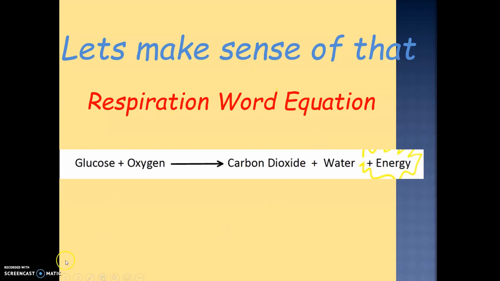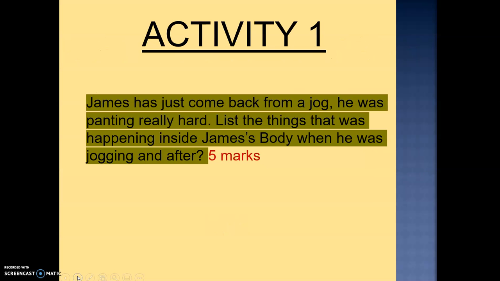Now, let's make sense of this. This is the word equation for respiration. Like I said earlier, glucose reacts with oxygen, and these are our waste products, so we don't need them. Carbon dioxide, remember when you breathe out, carbon dioxide is also breathed out, and then water is also a waste product, but energy is released. Now, it is very important to understand that you do not produce energy. Energy can only be released. So in your exam, if they're asking you where you get energy from, you say energy is released. Okay? Well done.